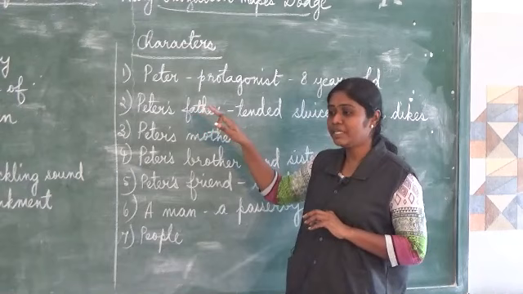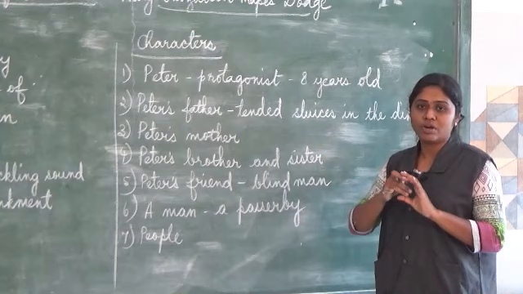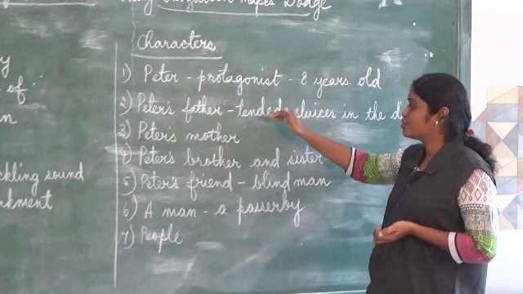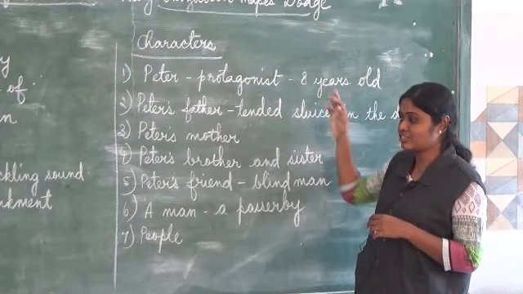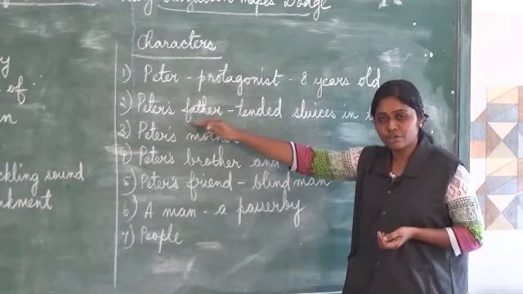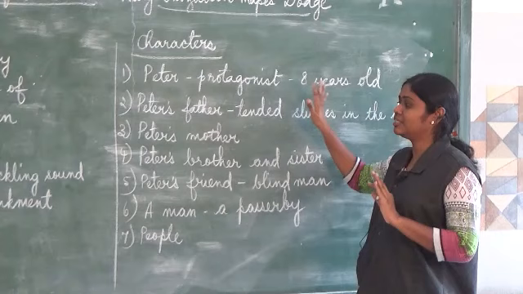Peter's father. Much is not given about Peter's father, but it is told that he works in the dikes. What is his work? He has to tend. Tend means, I told you, take care of. So he has to take care of the sluices. Sluices means gates. Maybe his job was to open and close the gates of the dikes. Sluices means gates, gates of dikes. Dikes means the bank. Okay. So the work of Peter's father is to open and close the gates of the dikes. Okay. And he has to take care of the gates, whether the gates are working or in good condition. All these are the responsibilities of Peter's father.